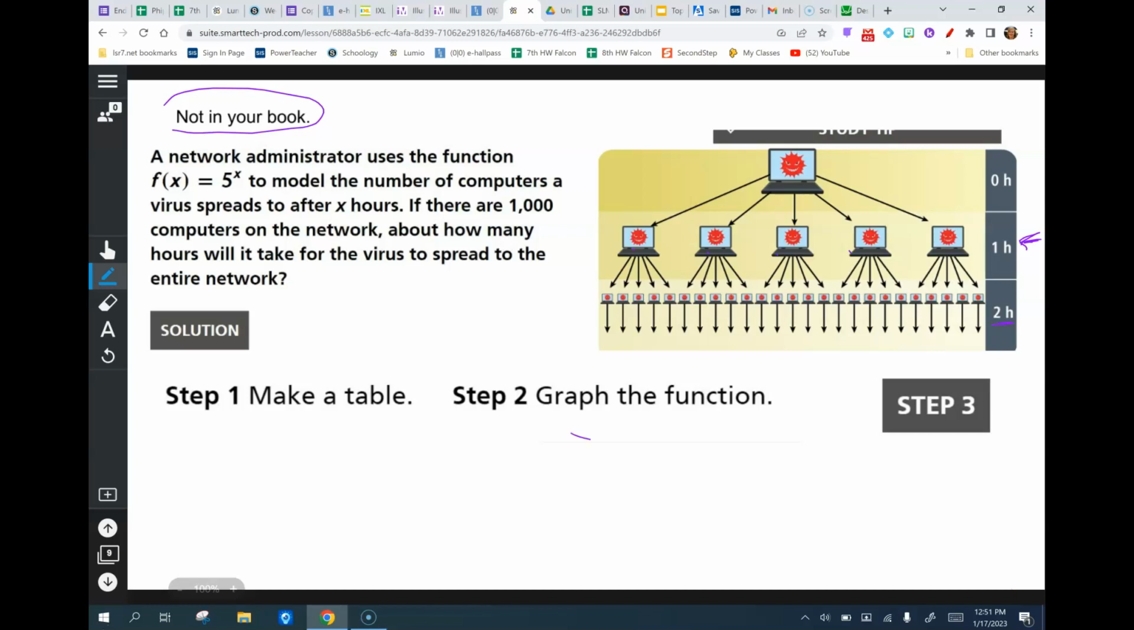Well, we can do, let's make a table. Let's see what happens. Now, am I going to have a negative? No. I'm going to start at 0. I'm going to go to 1, 2, 3. So this is 5 to the 0, which is 1. 5 to the first, which is 5. After 2 hours, it's already spread to 25 computers. After 3 hours, it's 125 computers.